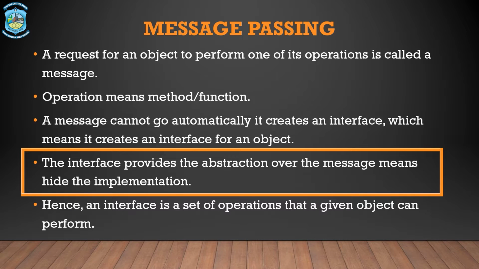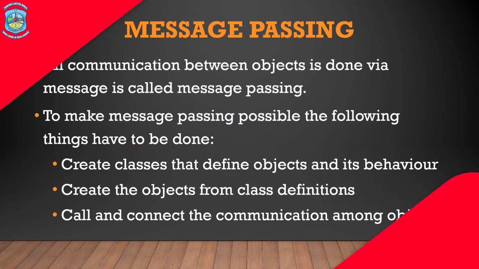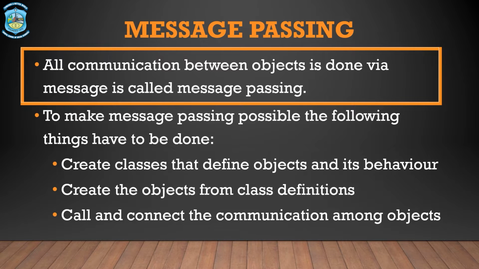Now let us understand what is an abstraction. In common terms, we would define abstraction as hiding the details from the programmer. So here in this case, the interface will provide an abstraction over the message. It means it hides all the implementation that is going on underneath. Hence, an interface is a set of operations that give the object the idea of how it can perform the message passing activity. In message passing, all communication between objects, as we have said, is done via a message. And this is called message passing.